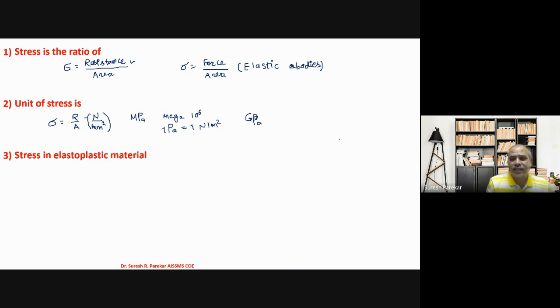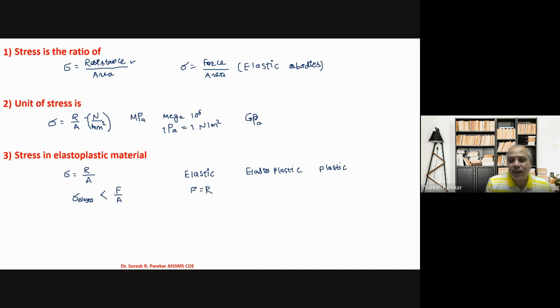Then we have stress in elastoplastic material. So stress in elastoplastic material, that is sigma, is equal to R by A. Now this value of sigma in elastoplastic is always less than force upon area, because if you compare these three bodies, this is most important: elastic, elastoplastic, and then plastic.